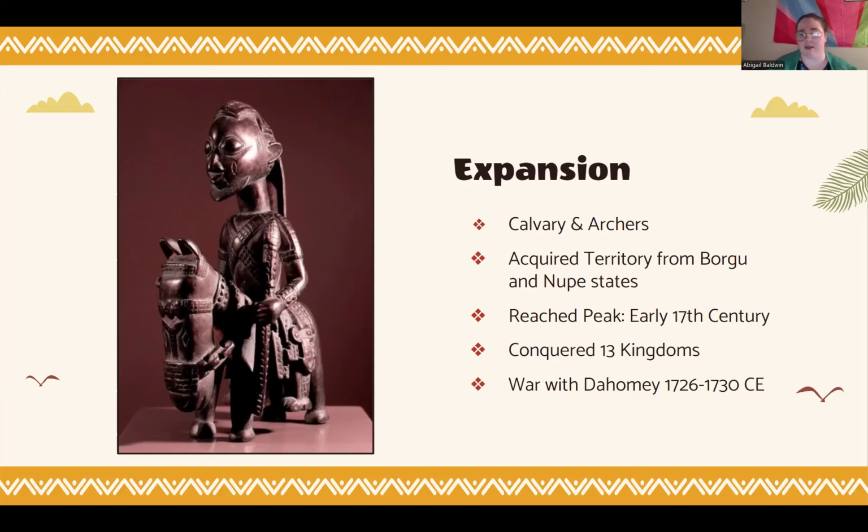And they reached their peak expansion, peak empire, in the early 17th century. That's when they finally conquered about 13 kingdoms surrounding them, and they were able to grow exponentially from what they had before. They actually went to war with the Dahomey for about 4 years, from 1726 to 1730 approximately, and they won this war. Because they won, they were able to take some of Dahomey's coastal seaports and get even more involved in trade and access to the sea.